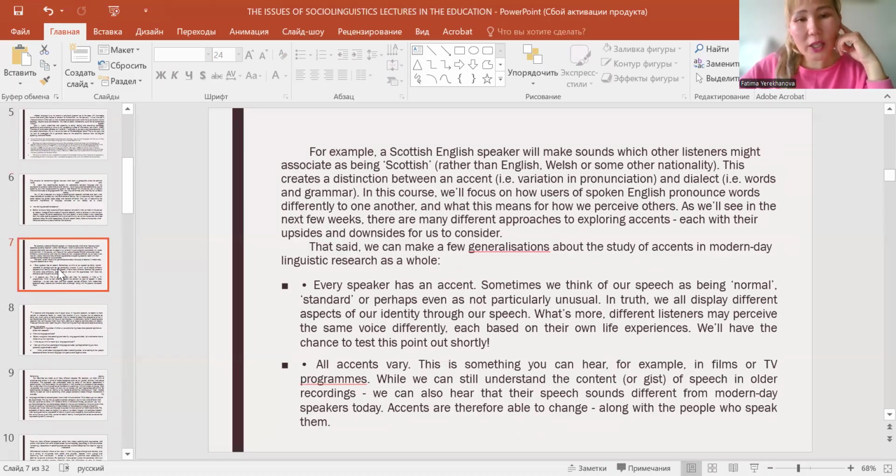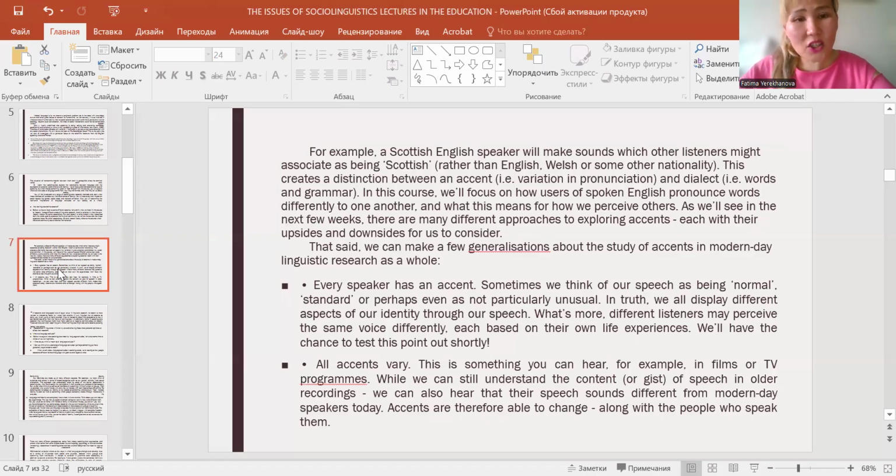For example, a Scottish English speaker. Scottish people have their own accent, a very tough one. When they make sounds which other listeners might associate with being Scottish, they know that they are Scottish because of their accent rather than English, Welsh, or some other nationality. So the Scottish accent is very noticeable, and people might guess that they are from Scotland.